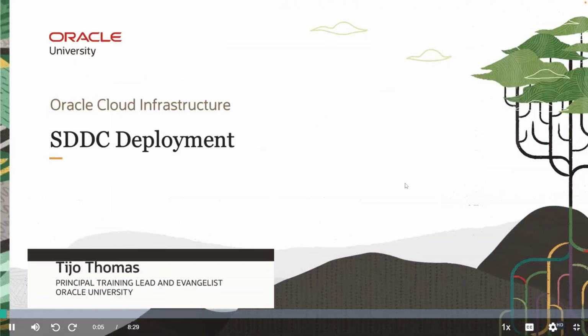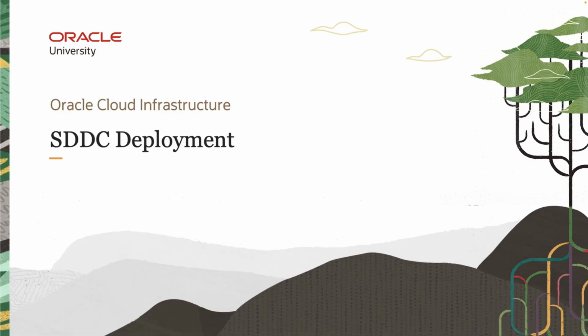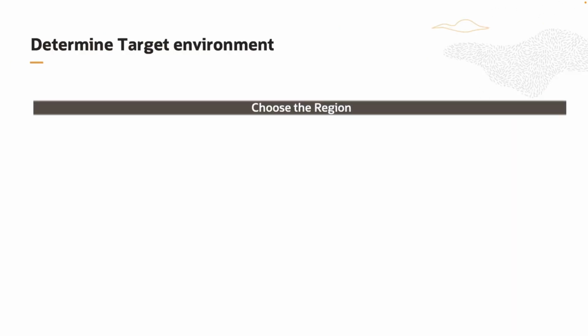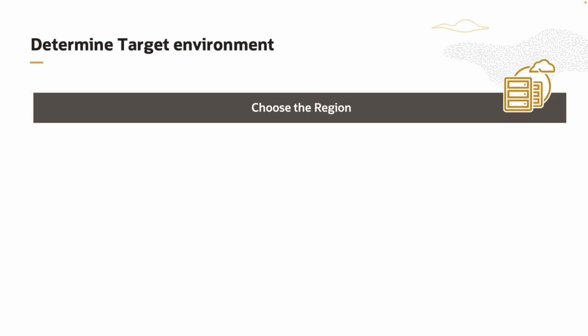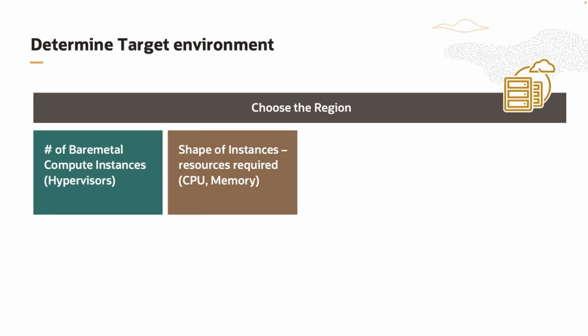Hello and welcome. We will learn about designing the target OCVS environment and deploying an SDDC for migrations. To create an SDDC, we start with choosing the region. The region is where you want the apps to be accessible with reduced latency, and typically it depends on the business needs. Then you choose how many physical bare metal instances are required, and these are the hosts installed with the ESXi hypervisor. The shape of those instances should be chosen, and that would define the required CPU and memory configuration.